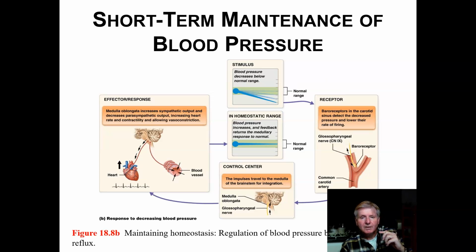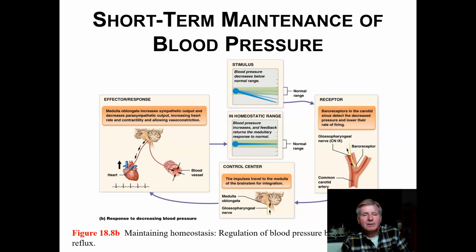The opposite event is when the blood pressure drops. Now the baroreceptors, the carotid sinus, will detect this decreased pressure and then lower the rate of firing. The impulse then travels to the medulla for integration. Now the medulla increases sympathetic activity, okay, and decreases parasympathetic activity. And that in turn increases heart rate and contractility and also allows for vasoconstriction.